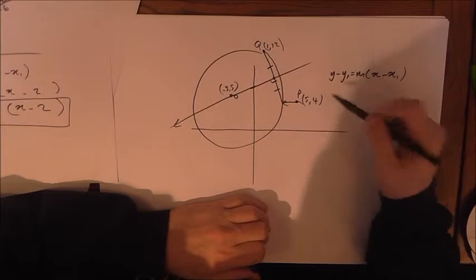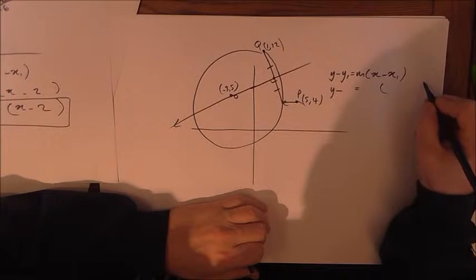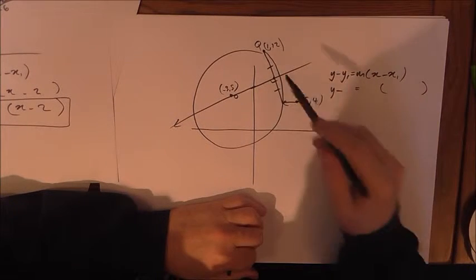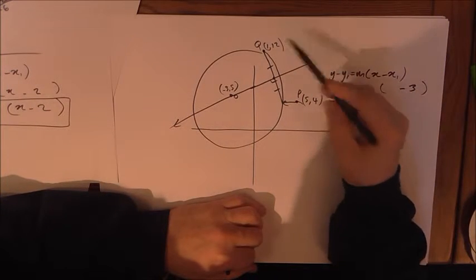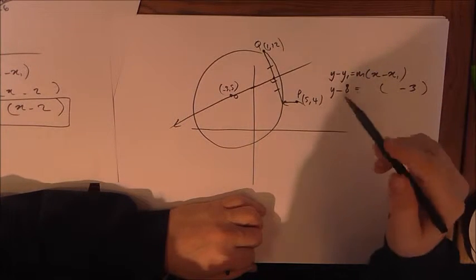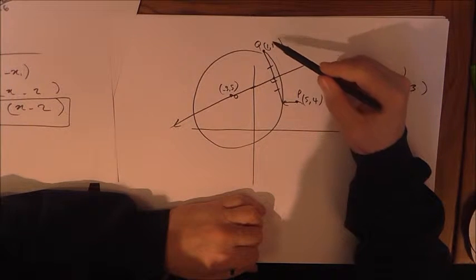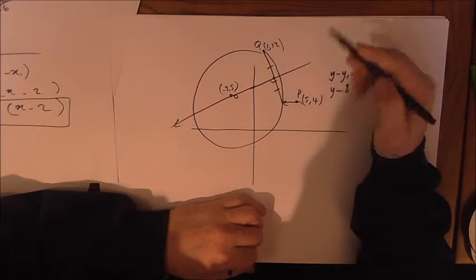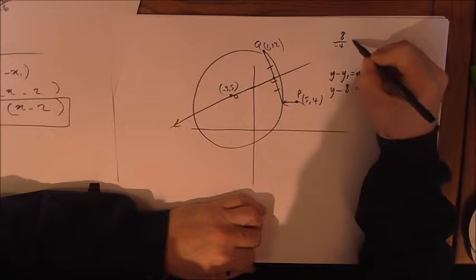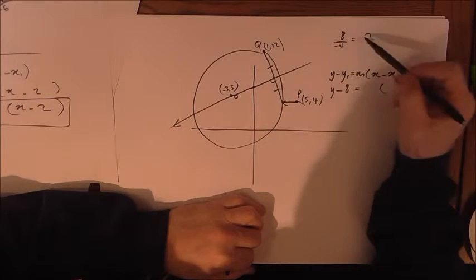The midpoint is for the x's, the mean of the x values, which is 3. For the y's, it's the mean of the y values, which is 8. And for the m, it's the difference of the y values, which is 8, over the difference of the x values, which is negative 4. So the gradient of that is negative 2. Makes sense because it's sloping down from left to right, that's why it's negative.